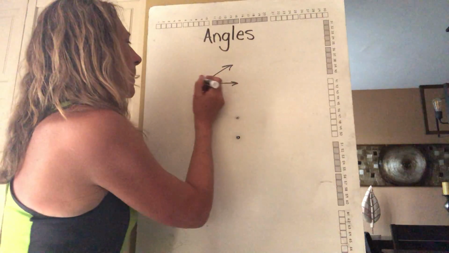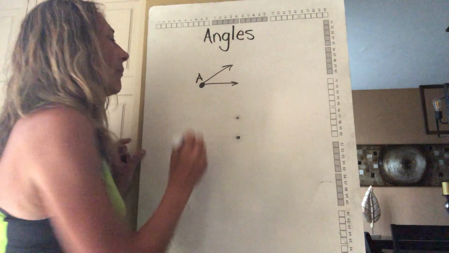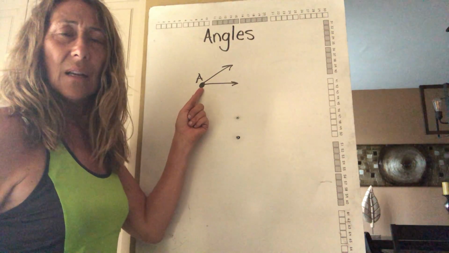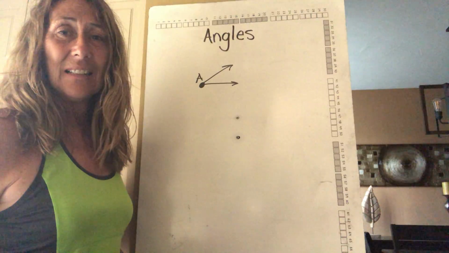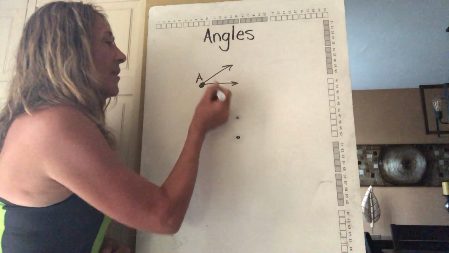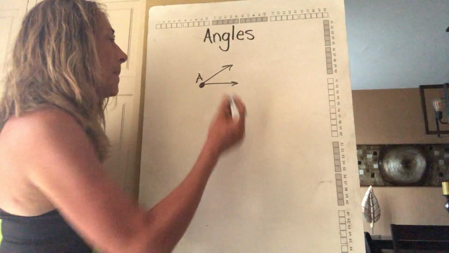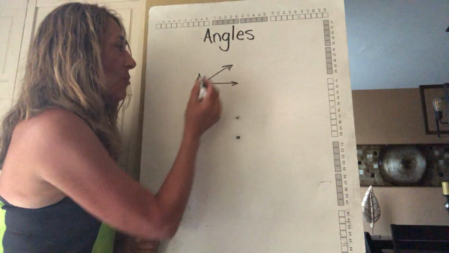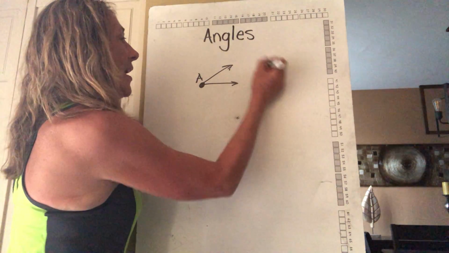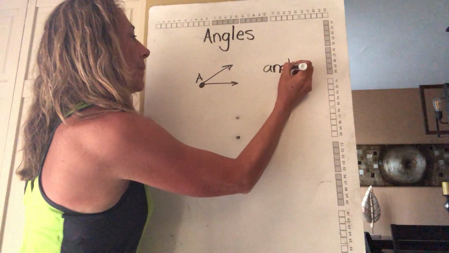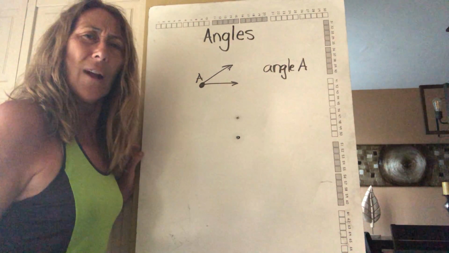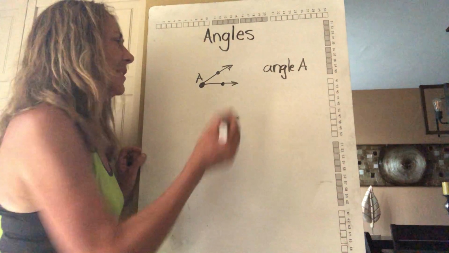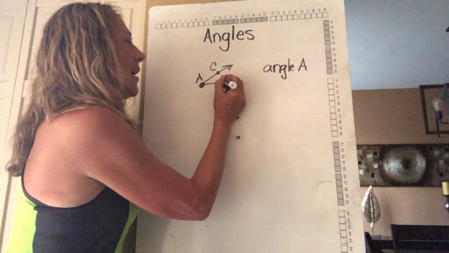Angles have a name. Again, geometry has capital letters. I'm going to give this the letter A. So I can call this angle A. And again, this is the vertex. The vertex is where my two rays come out of. So I could call this angle A, or I could put a point there and a point there, and a lot of times you see angles this way, and I'll do a C and an F.